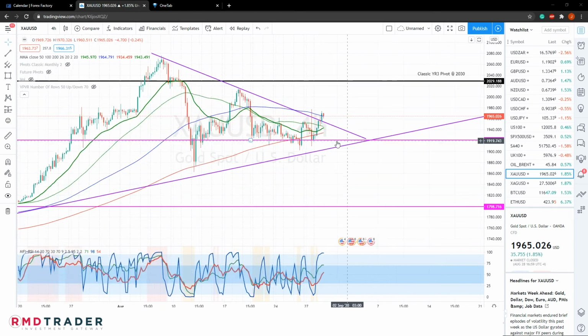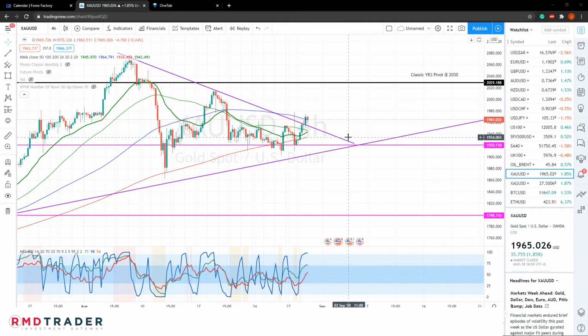So at this stage, all the moving averages, at least the 200 moving average, is still pointing up, with price trading above most of the important moving averages.